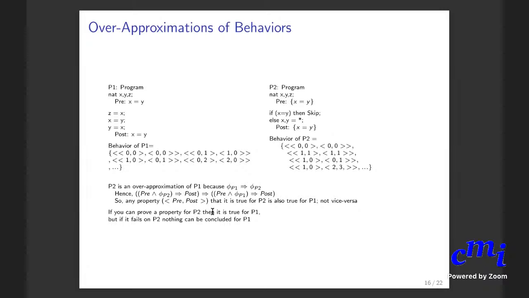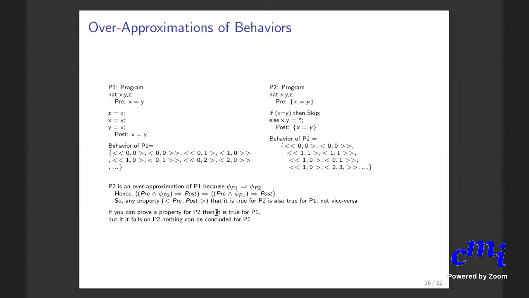Any questions? I thought there would be one obvious question. What happens if, on your over approximation, the property fails? What do you do then?